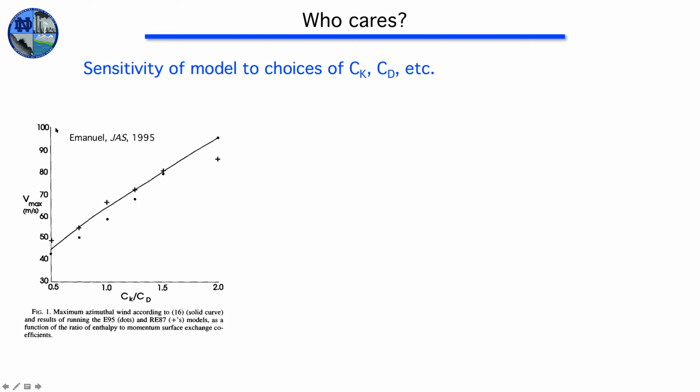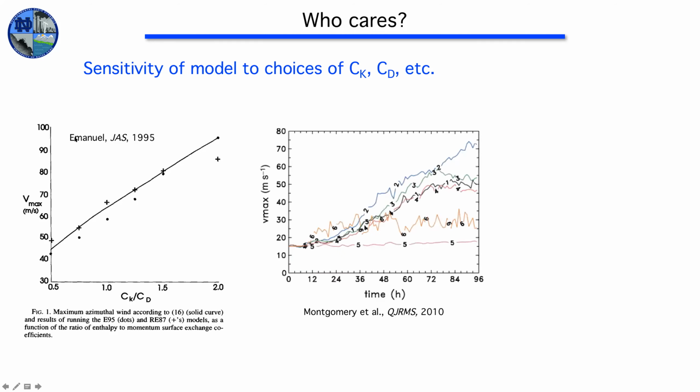Well, there's a lot, in fact, and many of you probably know this, but the famous result from the steady state theory of Kerry Emanuel, and this is from JAS in 1995, shows that the maximum velocity in a storm actually goes like CK over CD to the 1/2. Because there's this idea that the CK over CD ratio is saying, well, how much fuel is there for the storm relative to how much drag, or sort of inhibition of the strengthening of the storm. So with more CK, or with more enthalpy flux relative to the drag of the surface, you get a stronger storm.